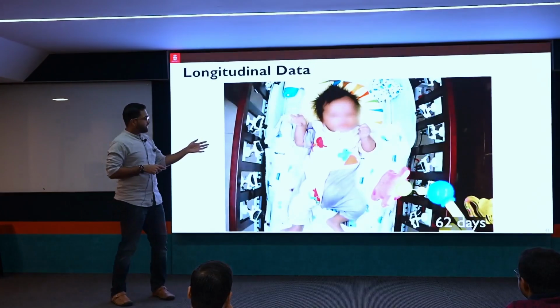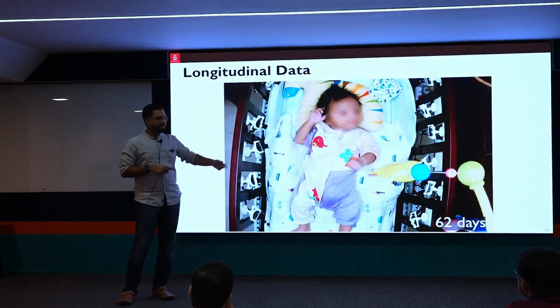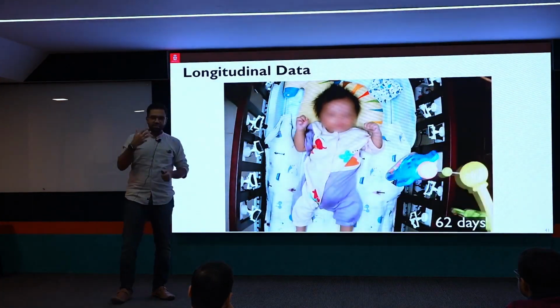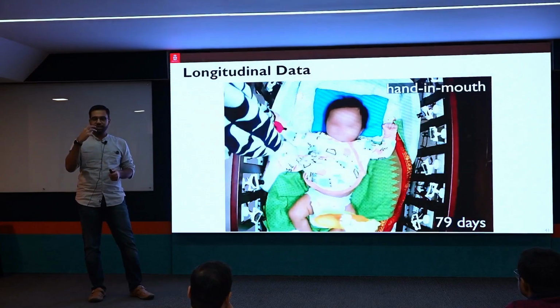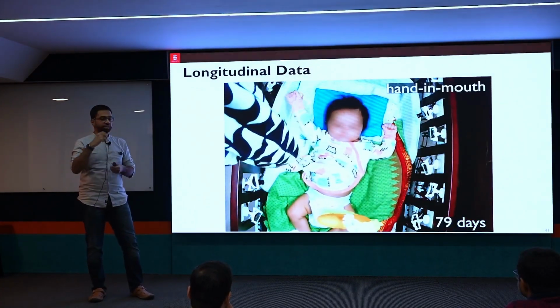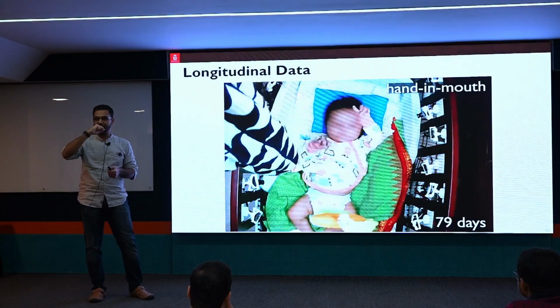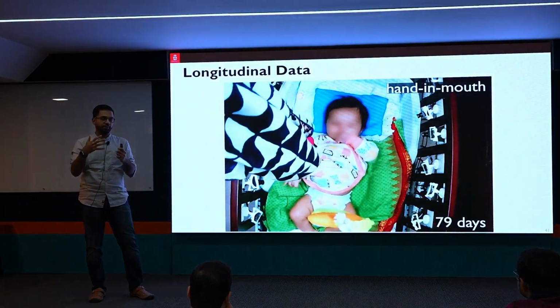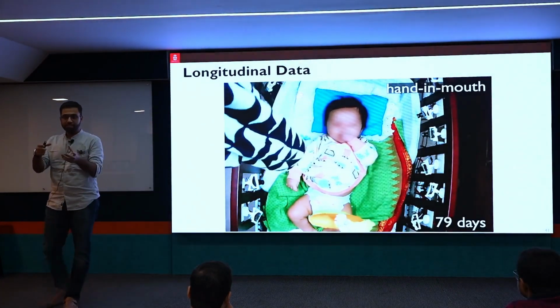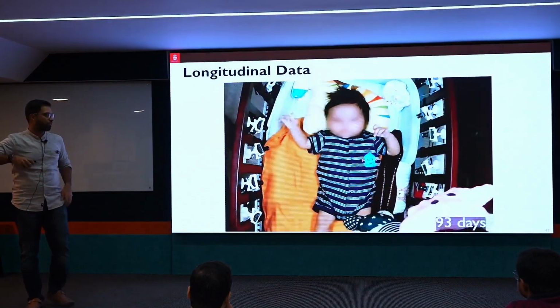At about 65 days, he starts to attend to things like toys. And also, we start to see the development of hand-eye-mouth coordination, which is pretty important. So he starts to put his hand in his mouth. That's actually a pretty important milestone for grasping, manipulation, and generally for motor development.